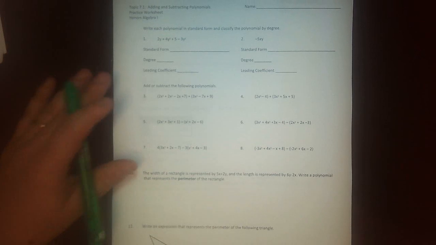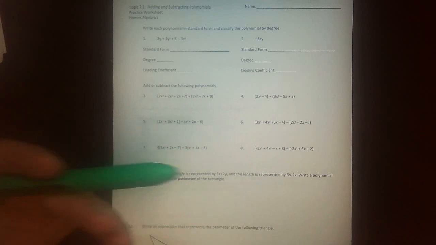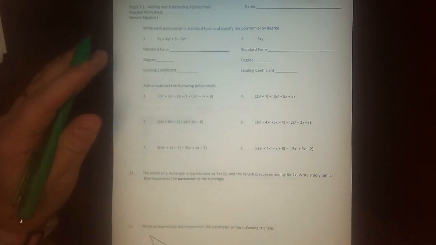Alright, so this is for the first lesson while I'm gone. You should have three pages worth of work. I'm going to go through some of these, and there will be some on here that I don't do, but we'll talk about how to do them. Then there will be some that I don't do that you're going to have to do on your own. Okay, so let's go ahead and start.